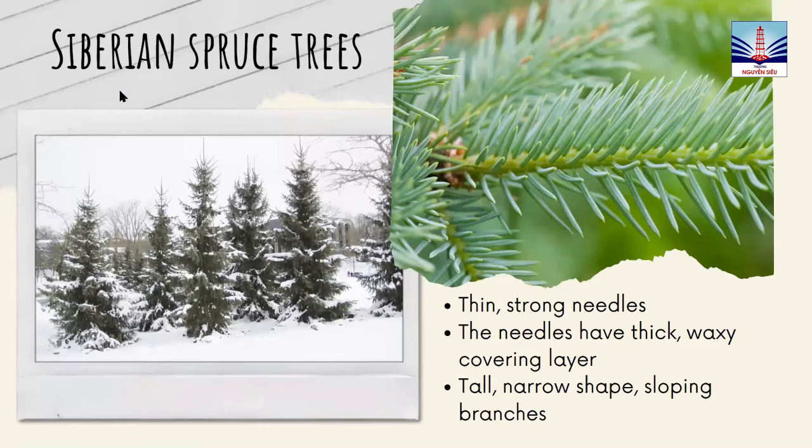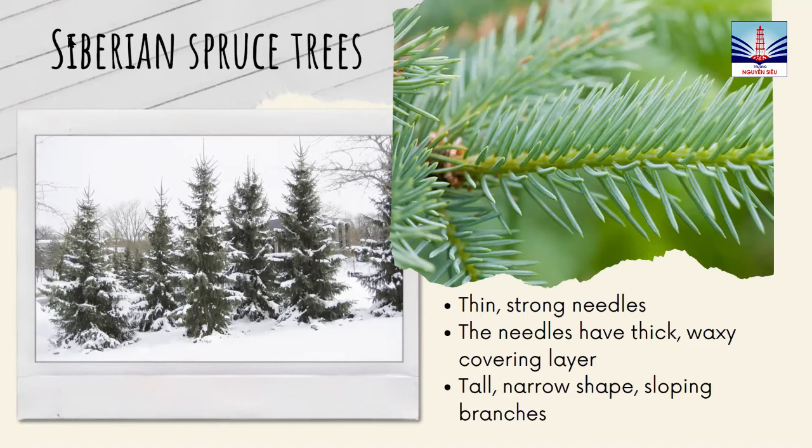Okay, so next it's going to be the Siberian spruce trees. I take this as an example because I think this plant has so many cool features. First, the tree has thin and strong needles, and the needles also have a thick and waxy covering layer, which helps them prevent the loss of water in the winter. It also has tall and narrow, sloping branches so that when heavy snow falls on them, the branches won't break and the snow will slide off easily. These are just some examples, so you don't have to copy it down.